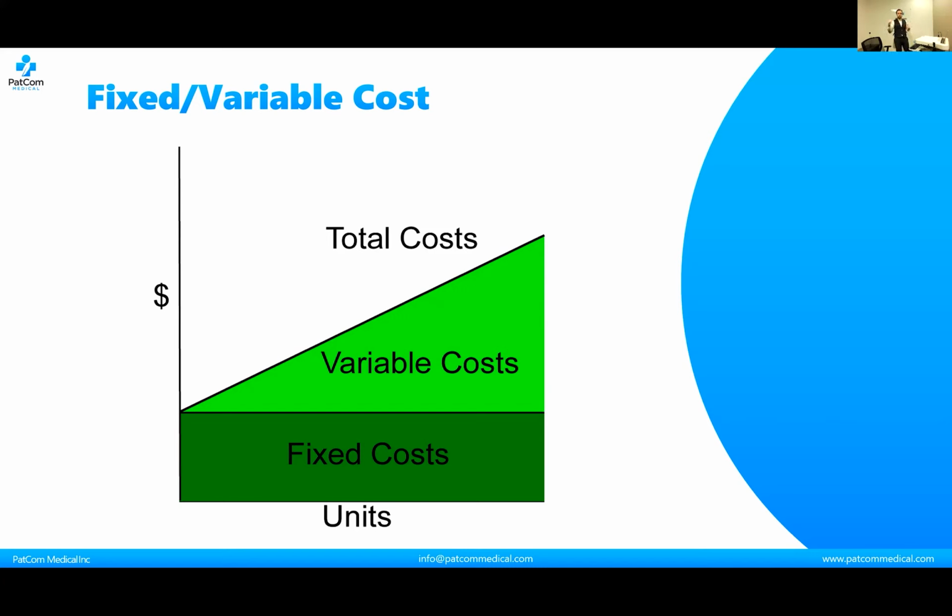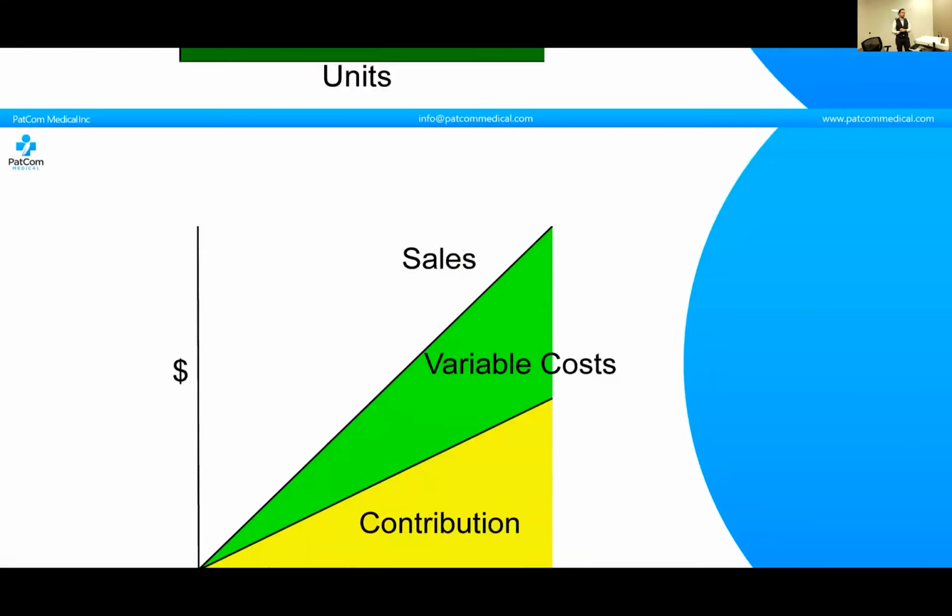And then we have the variable cost. That's the per study cost, right? So anything that I only have to pay for if I actually am performing my fees. And the two together, that's my total cost, right? So those are the terms that we need to be familiar with.